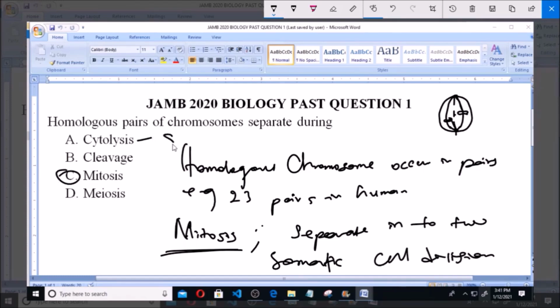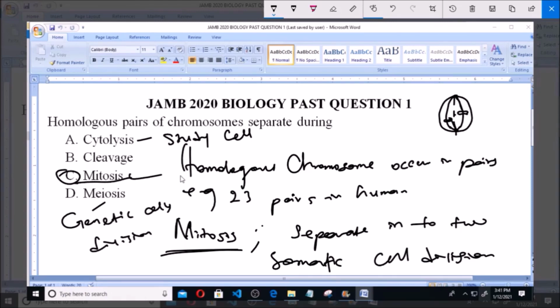Cytosis here simply means the study of cells, and meiosis is gene or sex cell division, or you can call it genetic cell division. But the answer to this question is actually option C, mitosis.